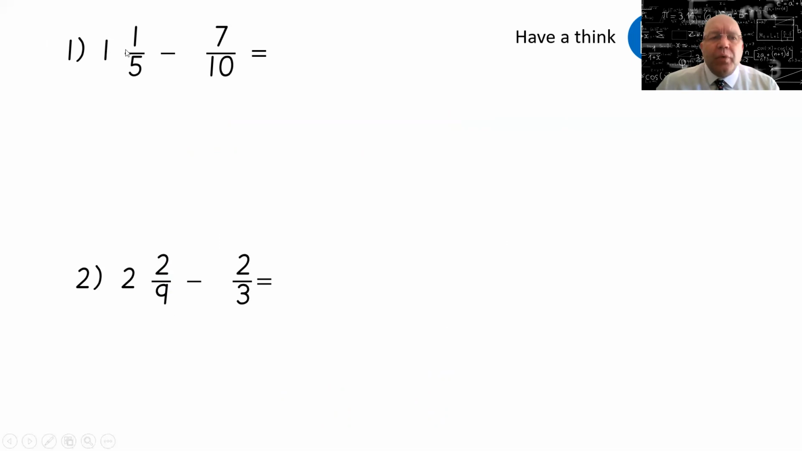Well, the first one, we've got 1 and 1/5, subtract 7/10. We need to create a common denominator. So first of all, let's turn our 1/5 into tenths. So we've got 1 and 2/10, take away 7/10.